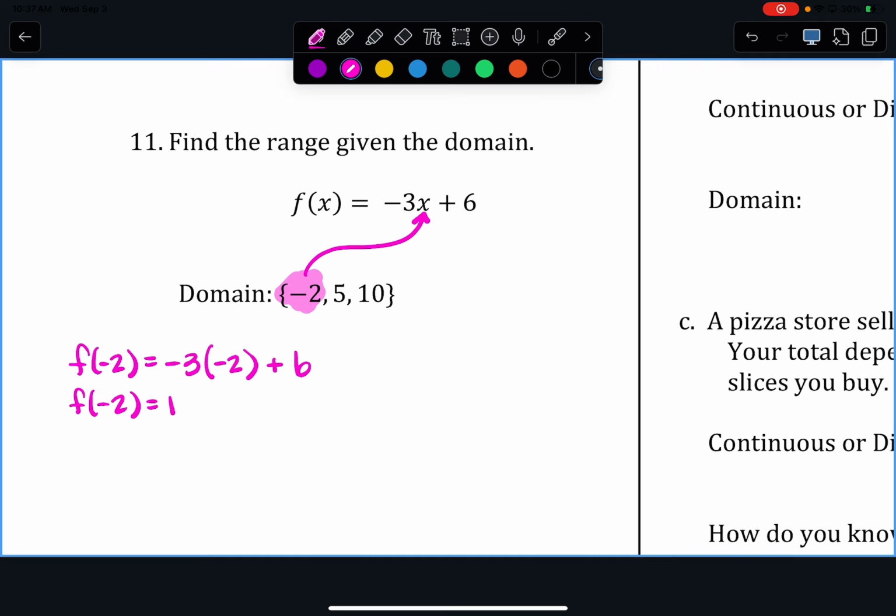And what's that going to give us? 6 plus 6, so 12. So when I put in a negative 2, I get out a 12. That's what that function notation is telling us. Okay. Again, please don't just write 12 and box it up.